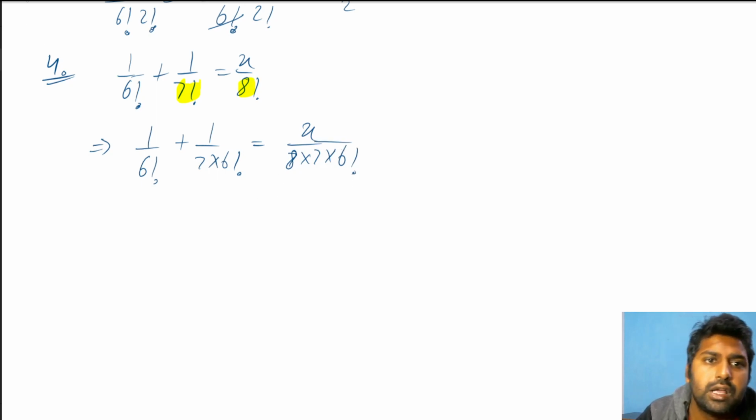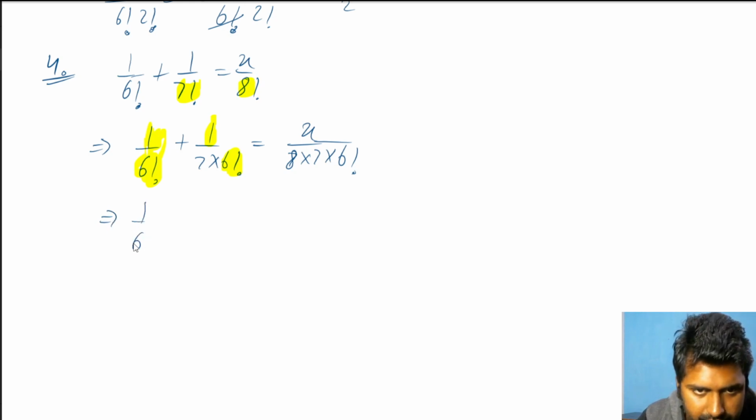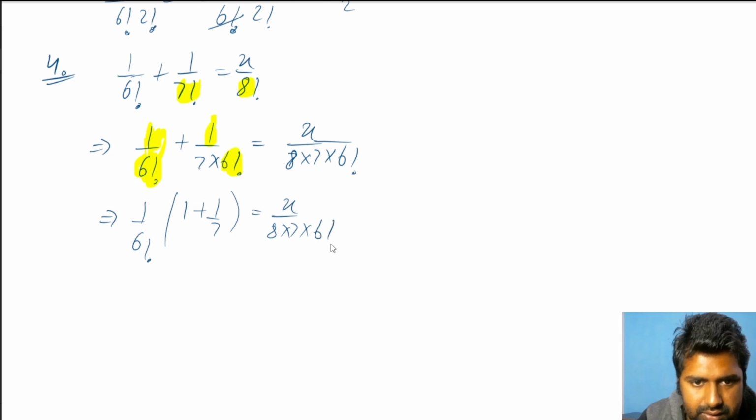What is the benefit? We can take 6 factorial common. It's a number, right? So we can take it common in the denominator also. Not necessarily that it has to be taken common in the numerator. So basically we are taking 1 by 6 factorial common. If we take 1 by 6 factorial common, what is left? 1 plus 1 upon 7 is equal to x upon 8 into 7 into 6 factorial.